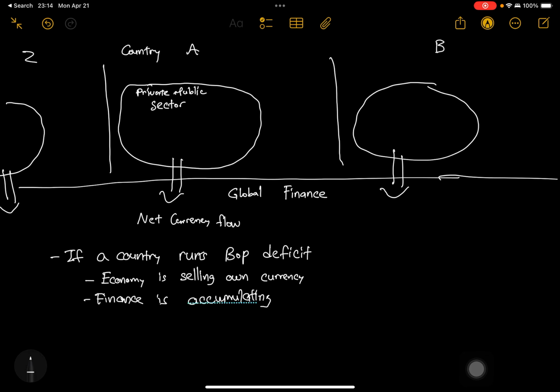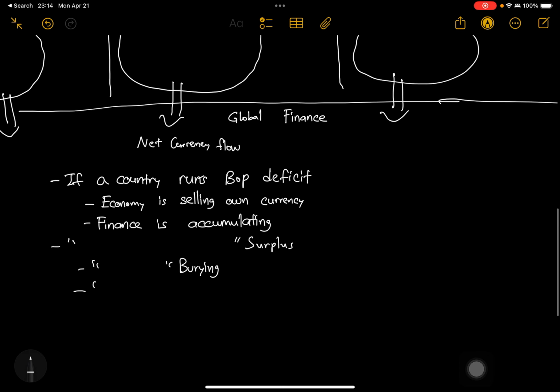Right. And then similarly, for balance of payments surplus, we have the economy is buying its own currency, and finance is dispensing with it. Sorry for the overbearing language of this. Dispensing with. So basically every year the financial industry has to absorb these balance of payments.